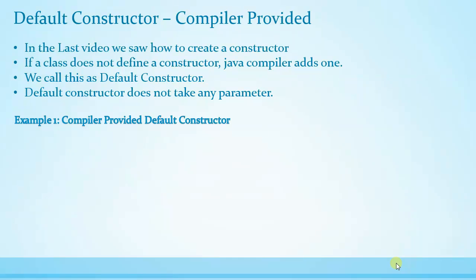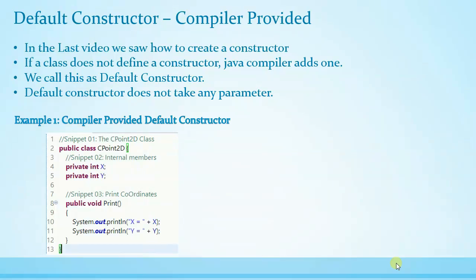Let's see an example for this. Here, in this class, we created a class called C2D with two internal members, private int x and private int y. These are the two private members. Then we have a print method which prints the content of those two private members. And the constructor is missing. So in this case, the compiler will provide a default constructor. Since the compiler provides a default constructor, code like this will be possible. The code is on the right hand side.